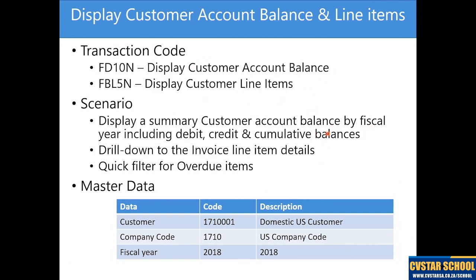In this scenario, you can also look at the account balance by fiscal year, specifically analyzing debits, credits, and cumulative balances. We're also going to show how you can drill down to the original invoice line item and do some quick filters, as an example for overdue items. For the master data, we're going to use our company code 1710 and primarily focus on this domestic US customer. So let's jump into the demo.